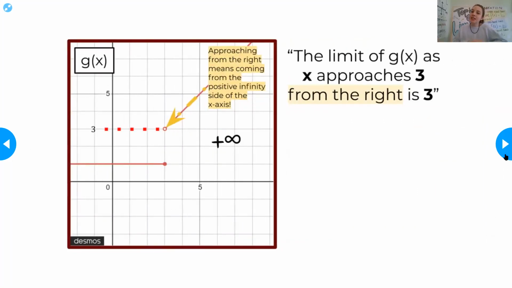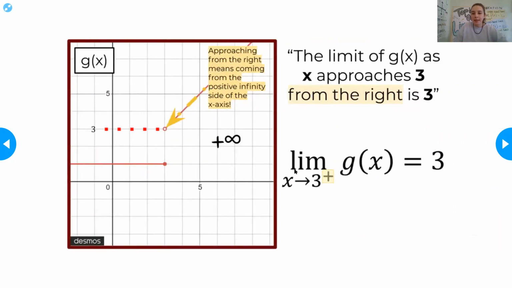So the limit of g of x as x approaches 3 from the right is 3, because approaching from the right means coming from the positive infinity side of the x-axis. So coming from this side and walking down on my function, I can see as my x value gets closer and closer to 3, my y value is getting closer to 3 as well. So we write this as the limit as x approaches 3 from the right of g of x equals 3.